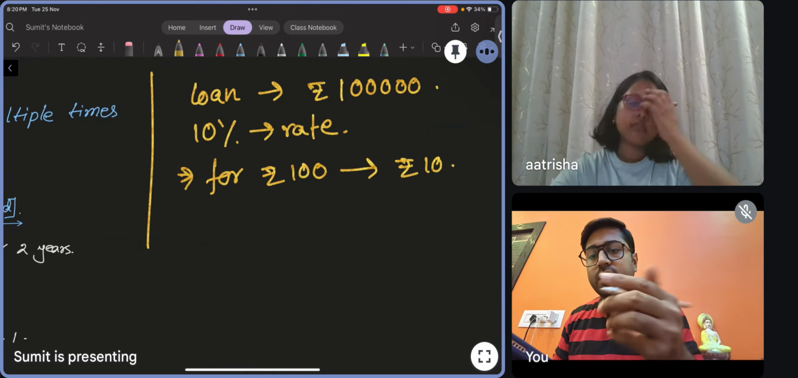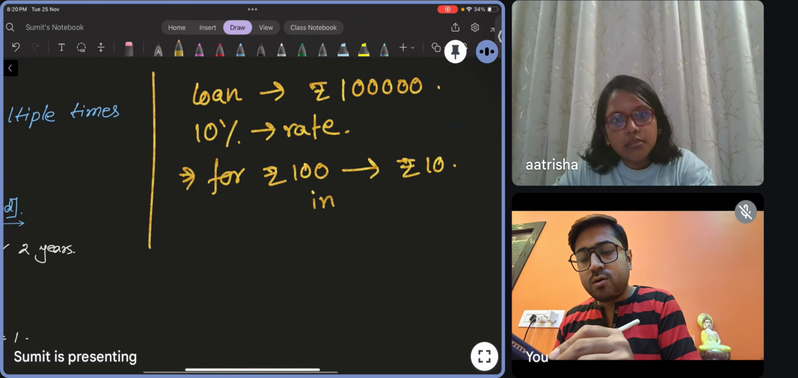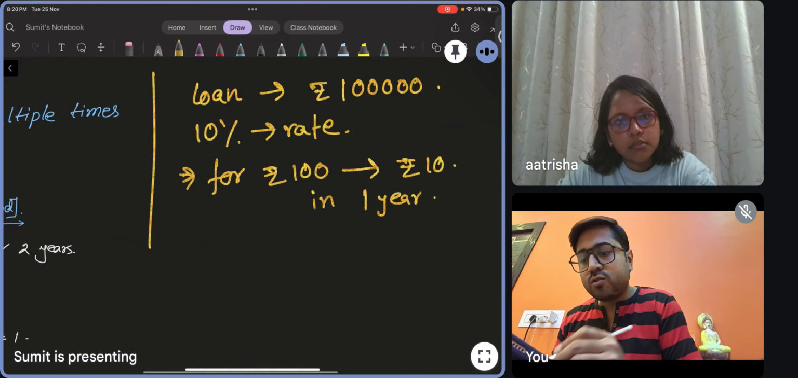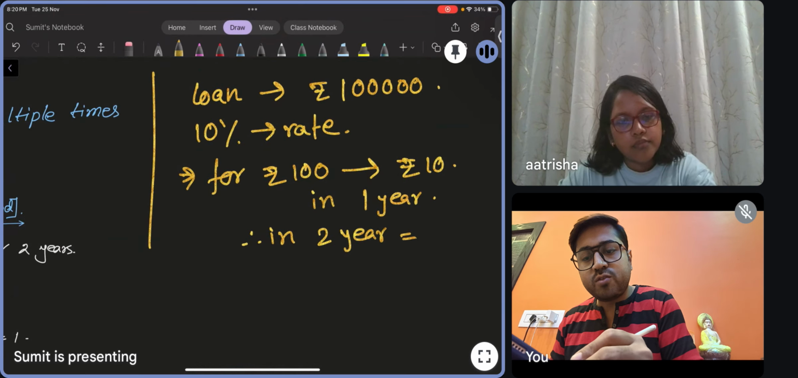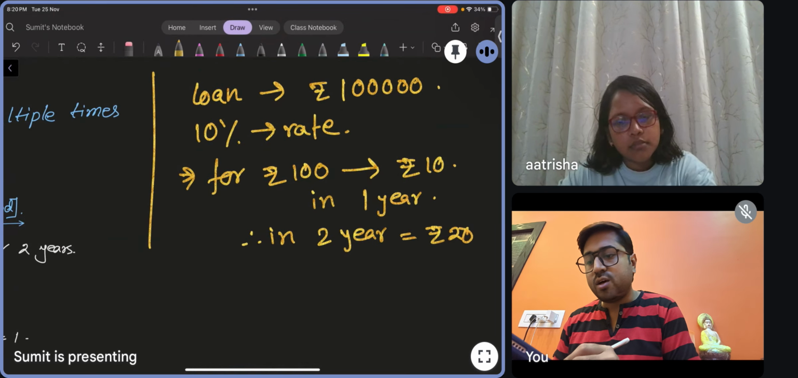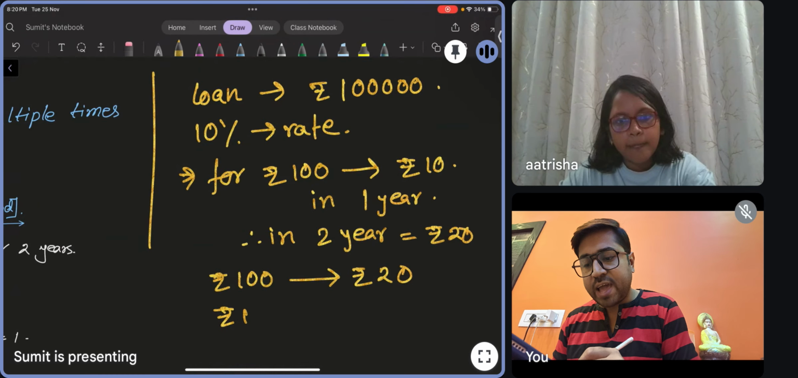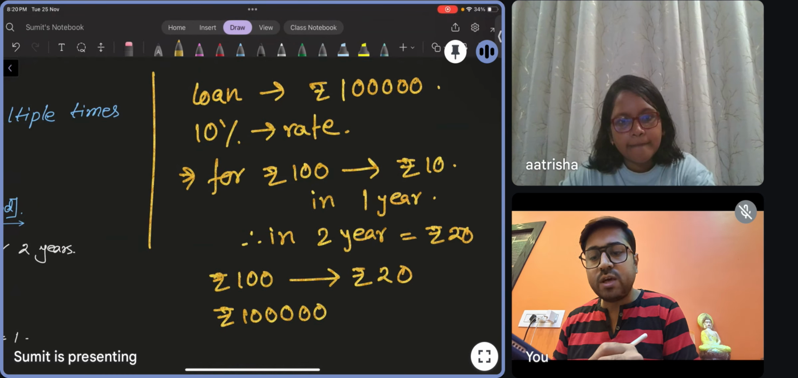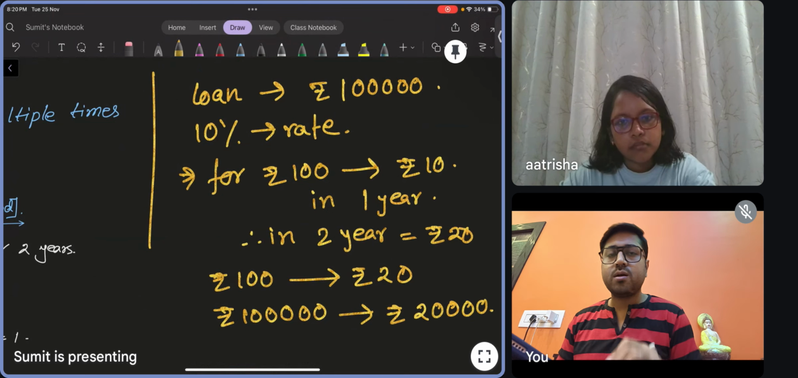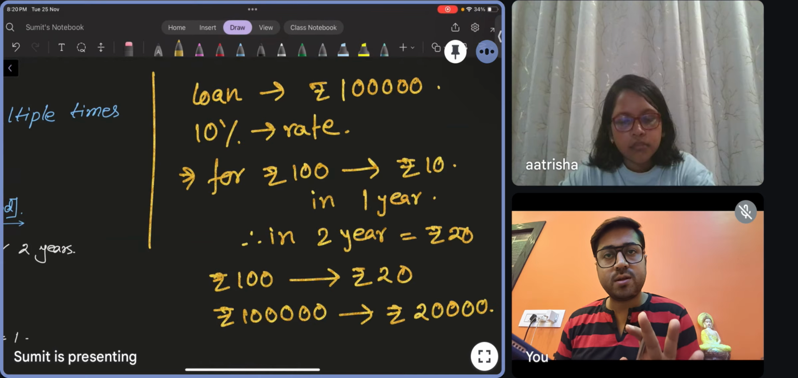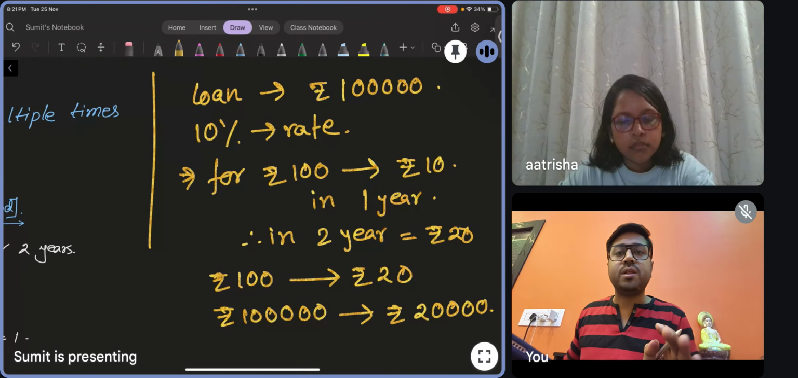Then that is in 1 year. So in 2 years, how much will you pay? In 2 years, you will pay rupees 20. Correct? So if for rupees 100, in 2 years, you are paying rupees 20, then for rupees 1 lakh, you will pay rupees 20,000 after 2 years. Clear? This is called simple interest.